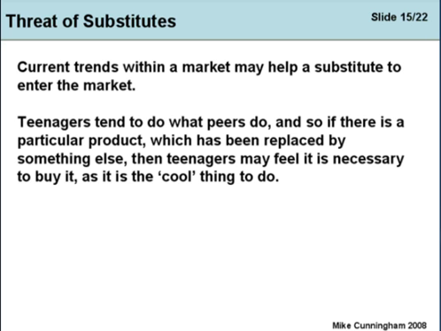So current trends in a market may help a substitute to enter the market. They could also, of course, kill off the substitute. If the current producer is clever enough and says there are a bunch of people out there called teenagers who will follow each other, if we can get some to adopt it, the rest will adopt it, and that will mean that competitors will find it difficult to enter the market. So it can cut two ways.